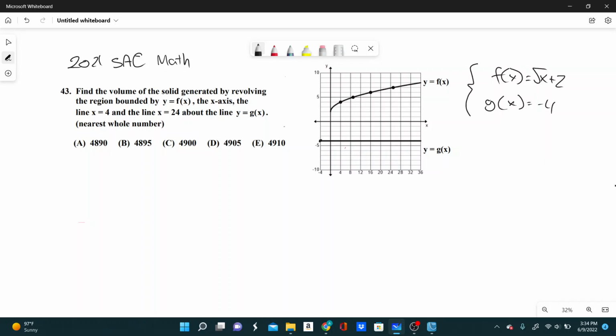And the way we're going to do this, we're going to use something called the washer method. And you'll see why right now. Basically what you can do is take each point on your curve and think about what happens whenever you rotate it. It's going to form something like a washer. So the region that we're being asked about is bounded by the curve, the x-axis, x equals 4 and x equals 24. So something like this.